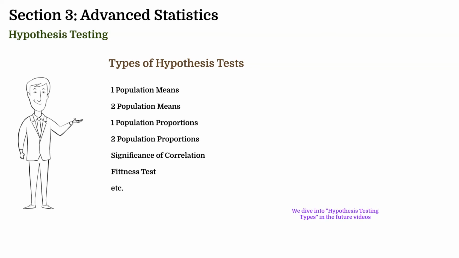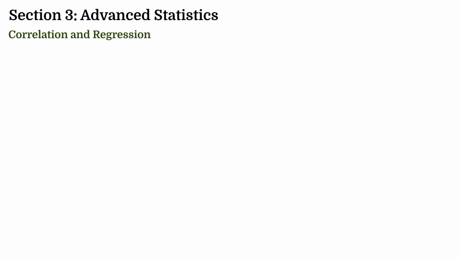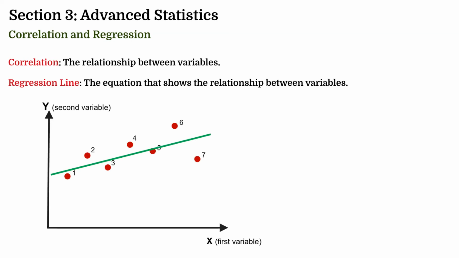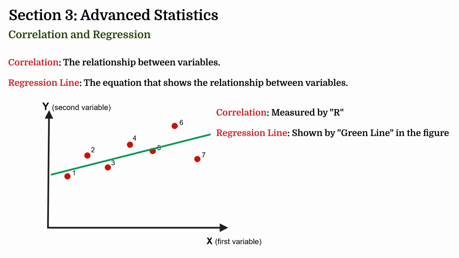Correlation and regression. Correlation is the relationship between variables. The regression line is the equation that shows the relationship between variables. Here I have a scatter plot, and there is a green line that somehow shows the trend between these two variables. Correlation is measured by R, and the regression line is shown by the green line in the figure. In a future video, we show how to calculate R, how significant R is, and how to derive the formulation of the regression line.